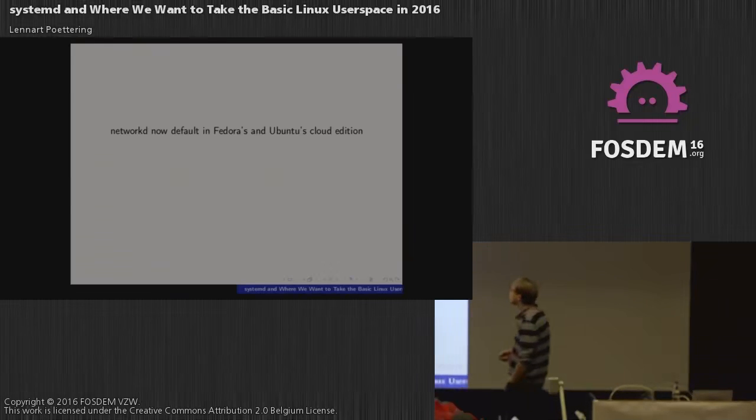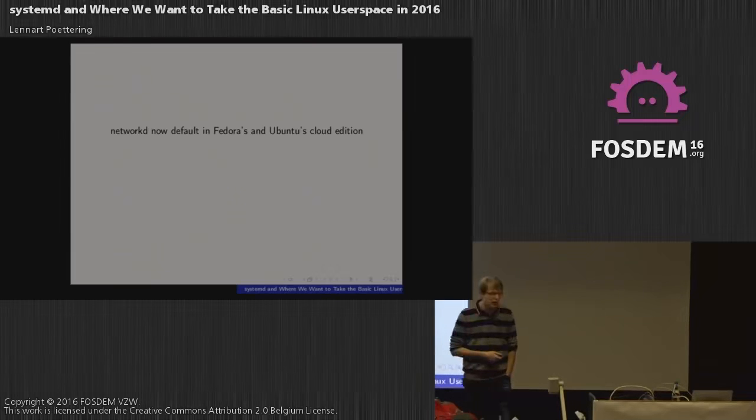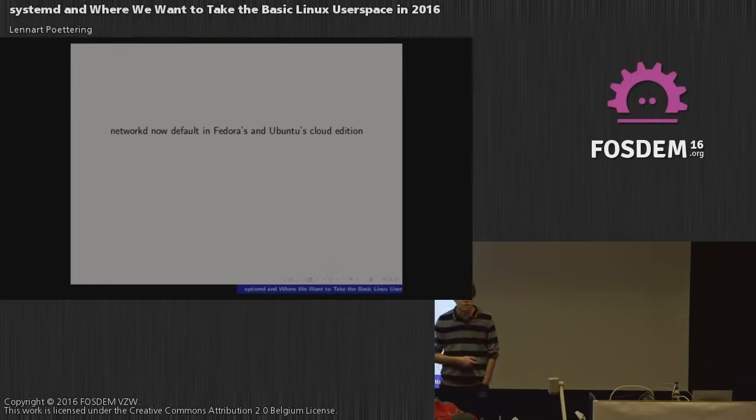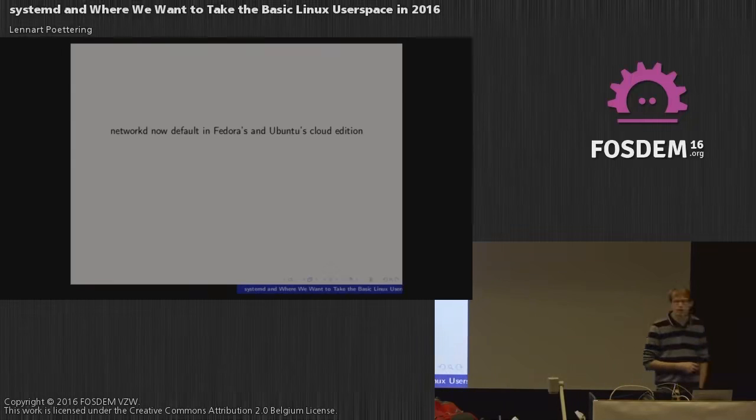It's nowadays already adopted by Fedora and Ubuntu in their cloud editions, which is pretty amazing given the fact that networkd doesn't even have an interface you can actually talk to. You cannot give dynamic commands like bring up this interface or shut down this interface. But this automatic logic, like when it automatically does something with interfaces popping up and going away, was apparently convincing enough for these distributions to adopt it, which I find pretty amazing. We are working on actually adding this interactive interface as well, so that we can actually offer that.